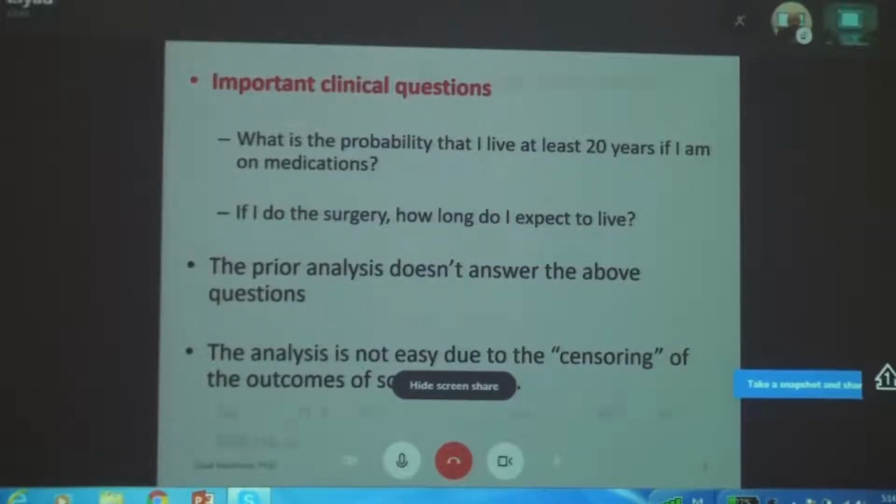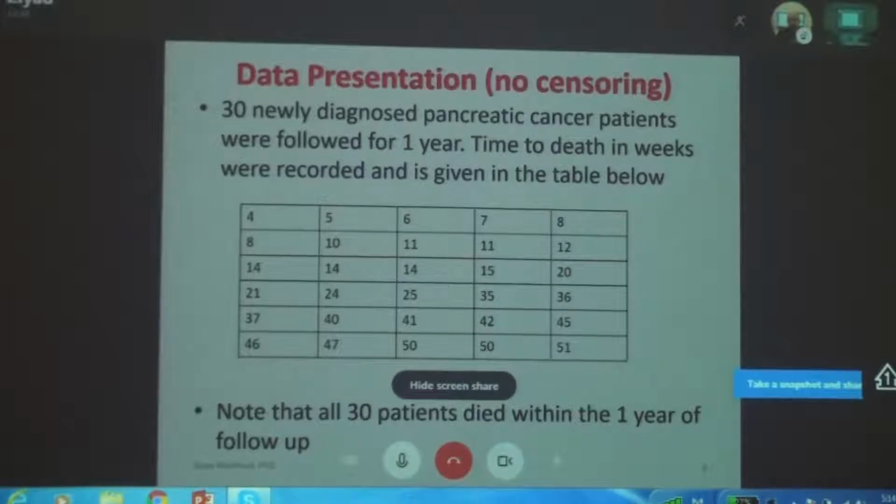All right, now I'm going to give you a simple example just to show you the computation. Suppose I have 30 newly diagnosed pancreatic cancer patients whom we followed for 1 year, and time to death in weeks was recorded and is given in the table below. Those 30 patients all died within 1 year, and this type of data I can easily deal with.